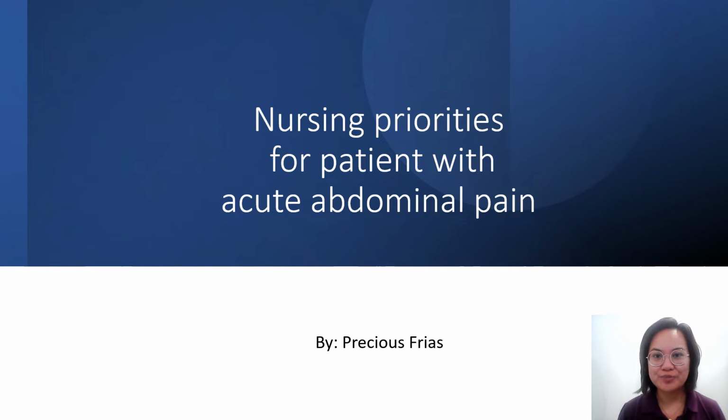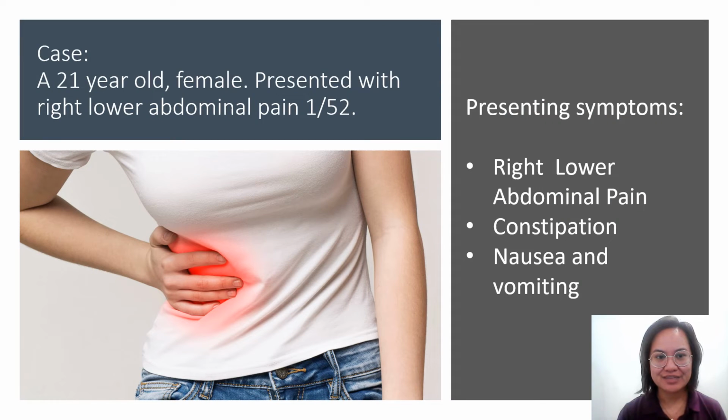Hello, so for my report today, this will focus on nursing priorities for a patient with acute abdominal pain. My case is a 21-year-old female who presented to the ED with right lower abdominal pain. Her presenting symptoms were right lower abdominal pain, constipation, nausea, and vomiting.